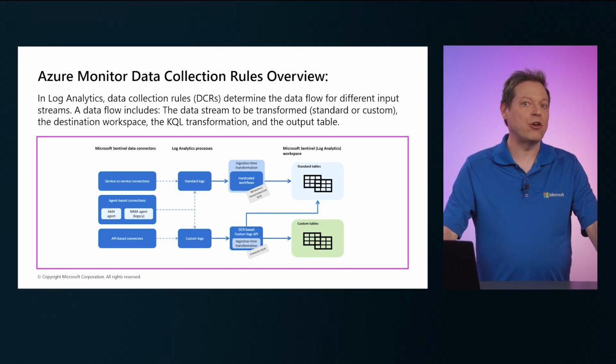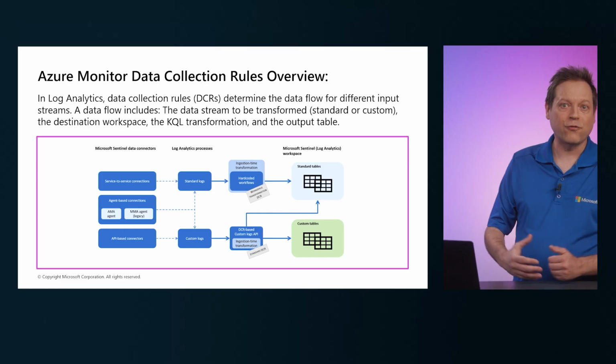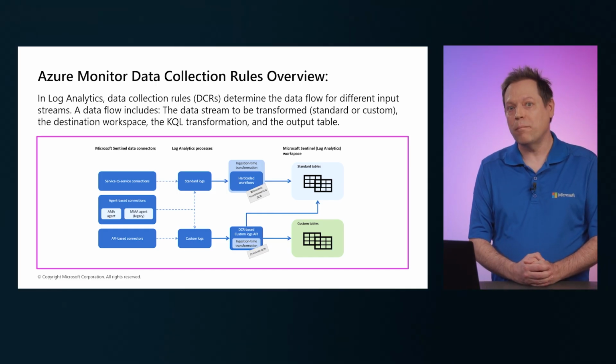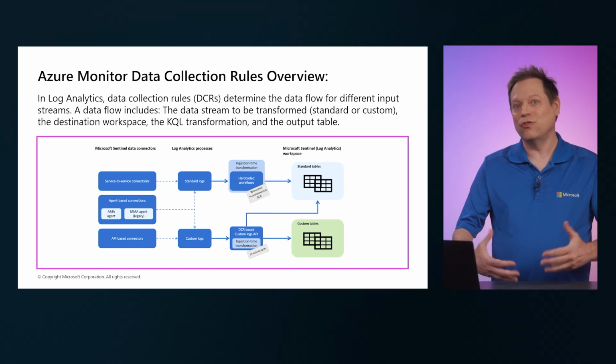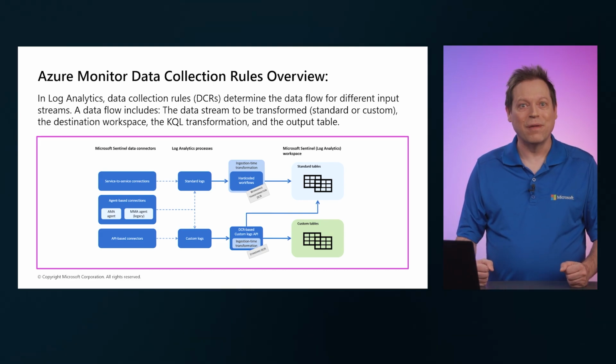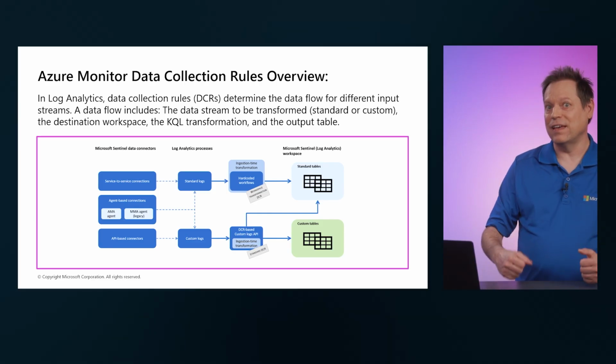The key concept here is transformation. In a DCR, transformation lets you filter or modify incoming data before it's stored, using a KQL statement that's applied to each individual record as it's ingested.